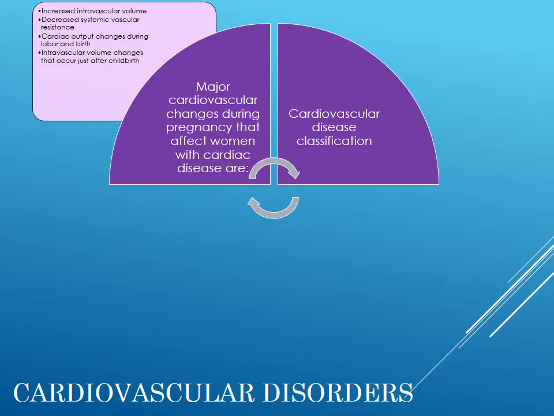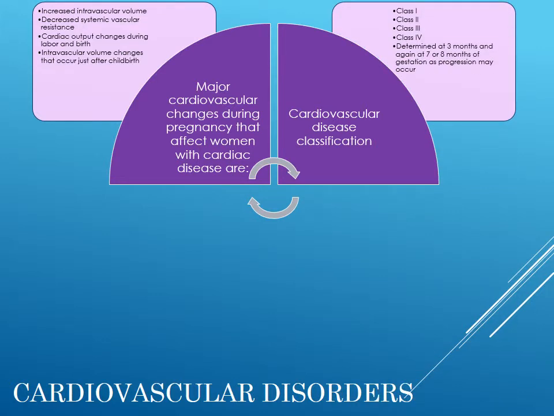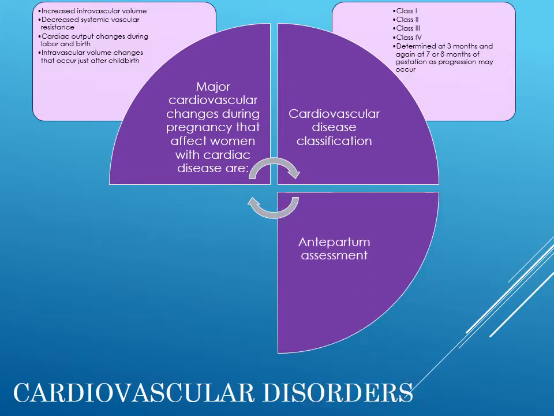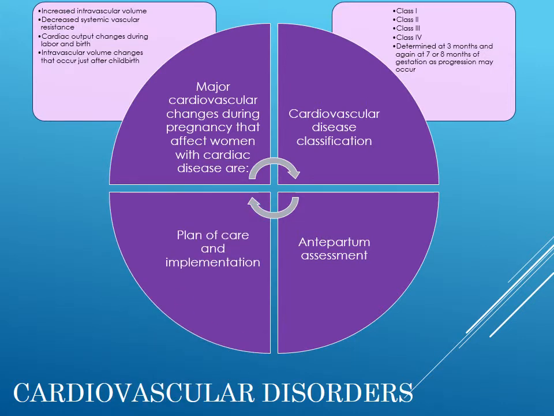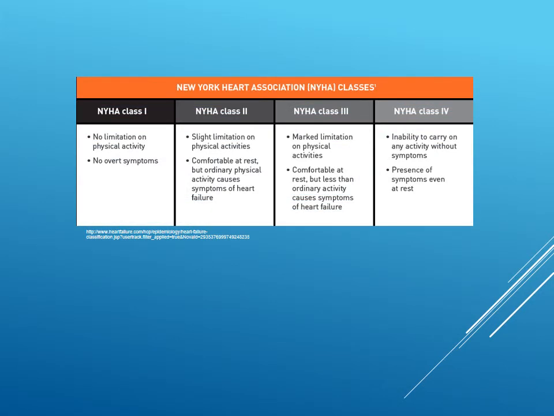We'll also discuss the cardiovascular disease classification system, Class 1, Class 2, Class 3, and Class 4, determined at 3 months and again at 7 or 8 months of gestation as progression may occur. We'll discuss the antepartum assessment of the cardiovascular patient and the plan of care and implementation. The normal heart has no problem compensating for pregnancy. The diseased heart is another story.